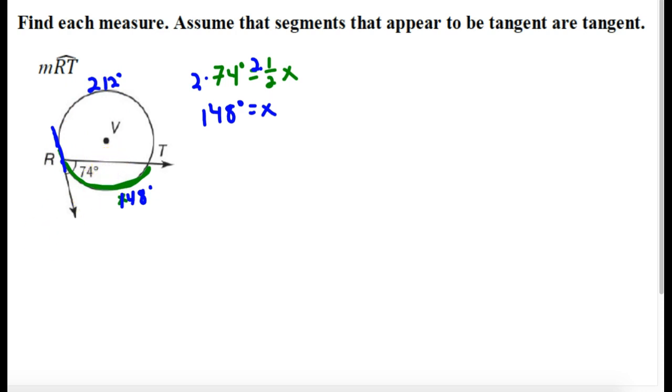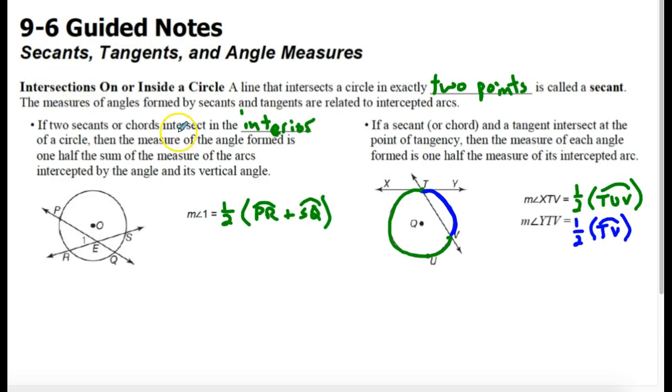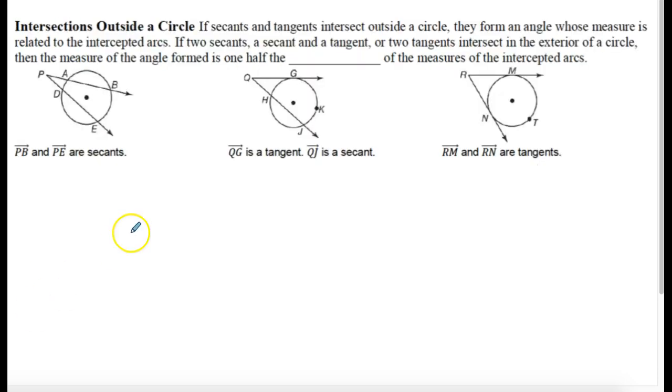Okay, so the final situation that could occur here is if the point of intersection of secants and tangents is on the outside of the circle. The first two things we looked at were: what if the point of intersection of these lines is on the inside? What if the point of intersection of these lines is on the circle? So finally now we can look at what if the point of intersection is outside the circle? Okay, so what happens? It's the same no matter which of these pictures occur.